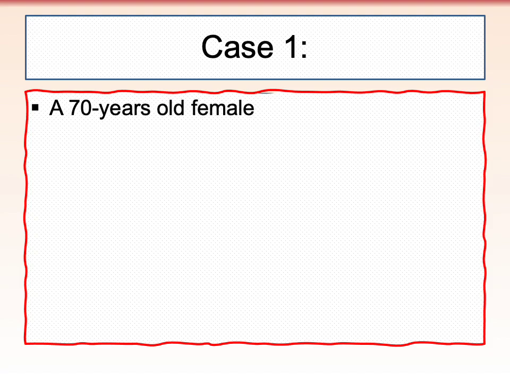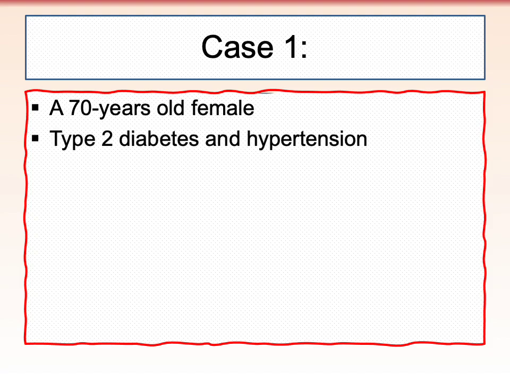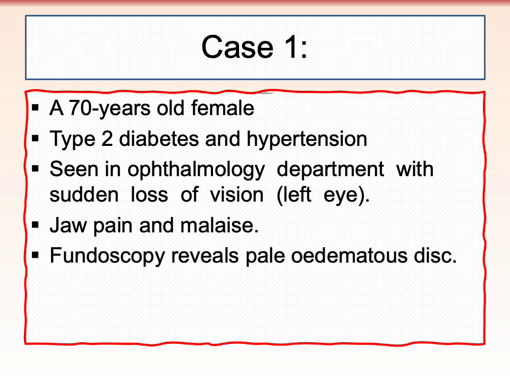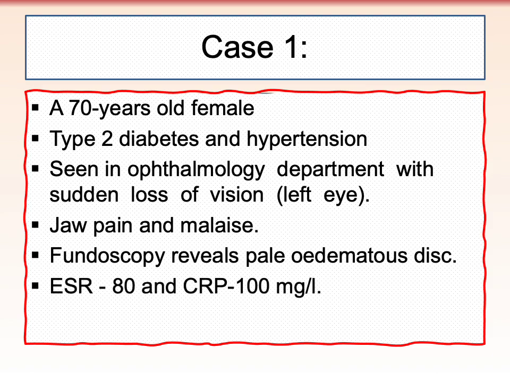So let's start with our first case. A 70-year-old female with a background history of type 2 diabetes mellitus and hypertension was referred to ophthalmology with sudden loss of vision in the left eye. On further inquiry, she had a history of jaw pain and malaise. Fundoscopy revealed a pale edematous disc. Her ESR and CRP were significantly raised. She was referred to the rheumatology department for further assessment.